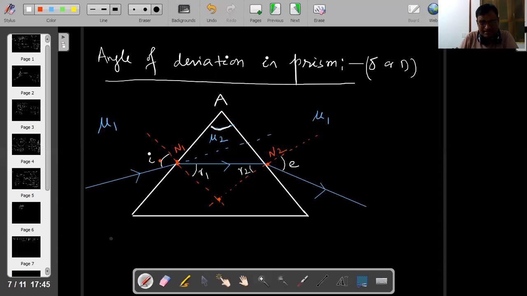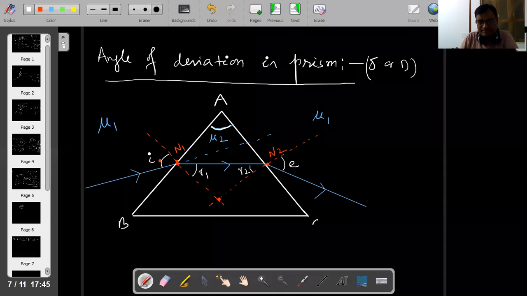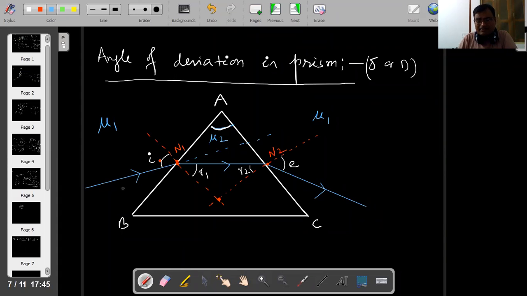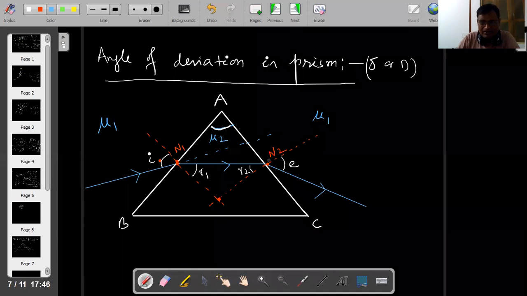BC is the base of the prism. Now I have to find the deviation. Deviation is the angle turned by the incident ray to become the emergent ray. That is the deviation. To calculate it here, you have to produce the incident ray straight backward.